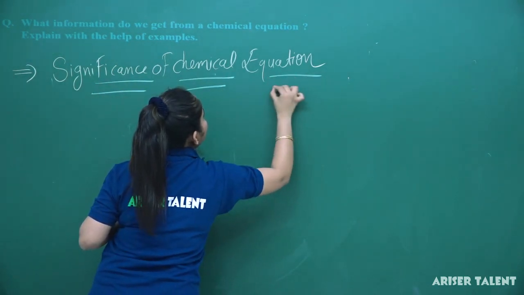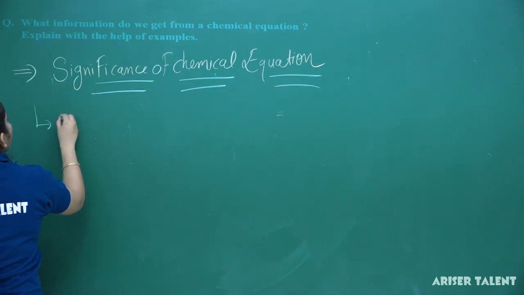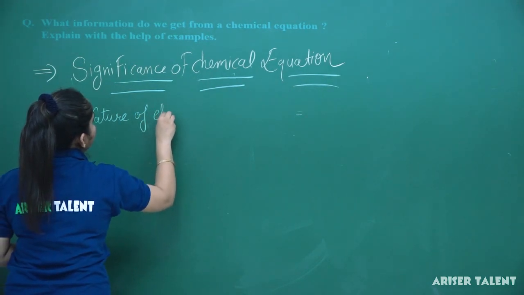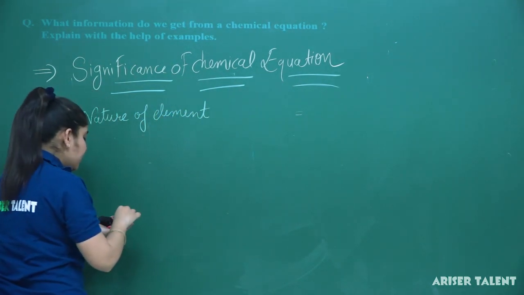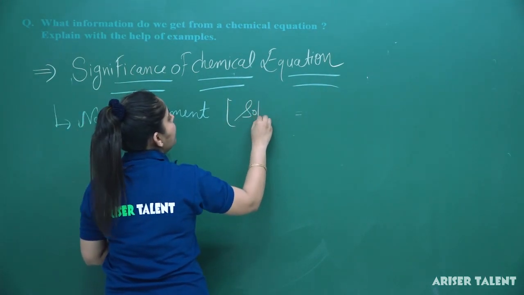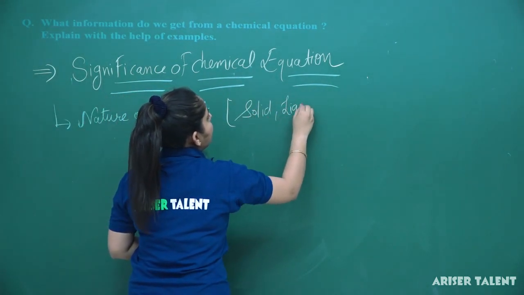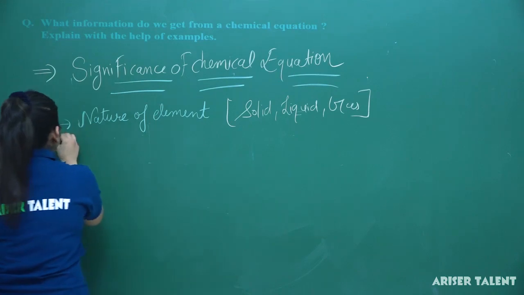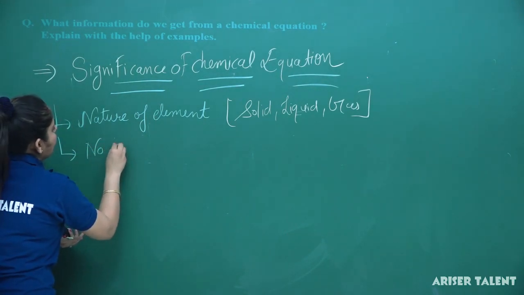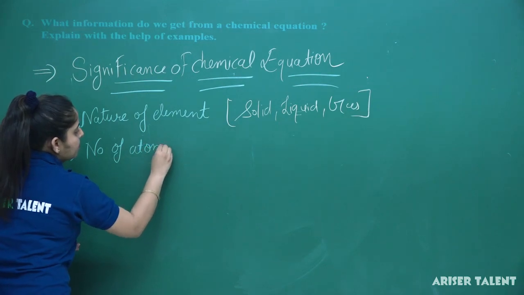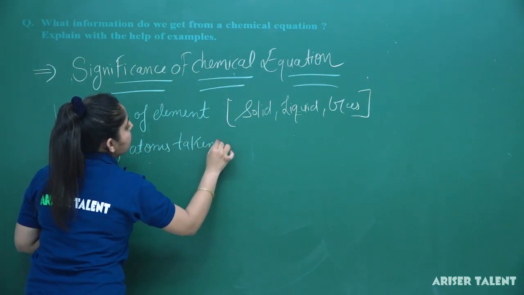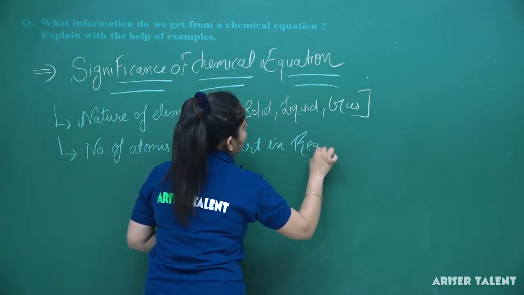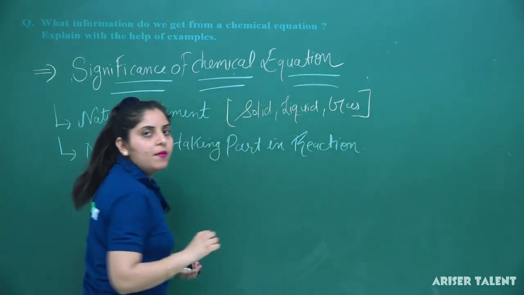So we have many significances of the chemical equation. Firstly, we can identify the nature of element. Nature of element means it helps us to identify whether the element is solid, liquid or gas. Second, it helps us to identify the number of atoms taking part in the reaction. We will get an idea about the number of atoms.